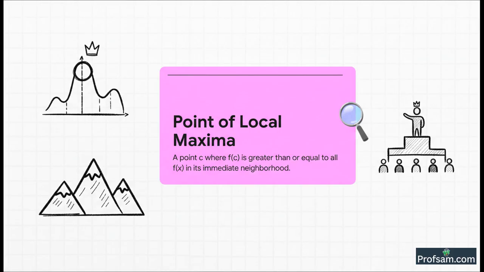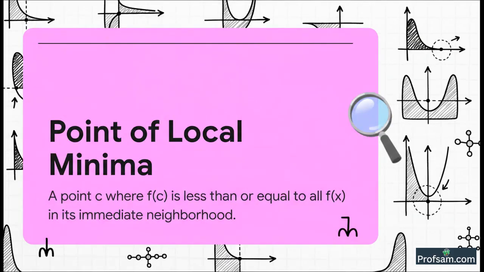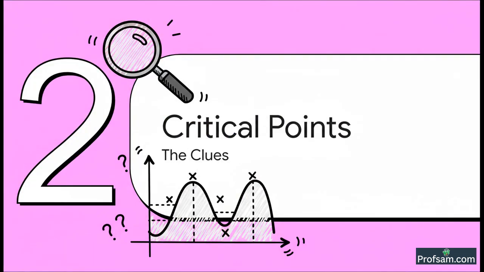Okay, now look, the textbook definition can seem a little technical, but in simple words, a local maximum is just a point that's higher than all the points immediately around it, in its immediate neighborhood. Think of it like this. It's the king of its own small area. And it's the exact same logic for a point of local minima. It's simply the lowest point when you compare it to its immediate neighbors. It's the bottom of a valley in its local area. Simple as that.